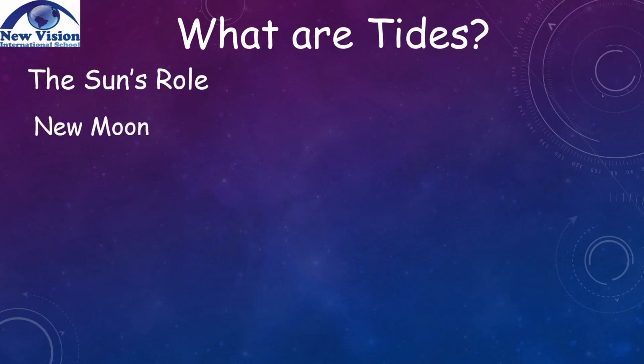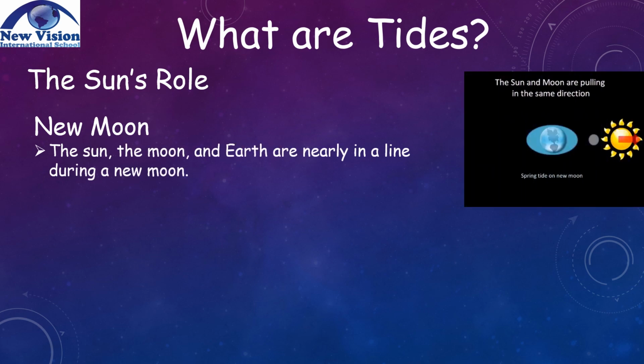New moon. So remember, when the moon is in between the sun and the earth, we cannot see the moon. This part of the moon is in the shade. This is called a new moon. So the sun, the moon, and earth are nearly in a line during a new moon. So they are in one line.